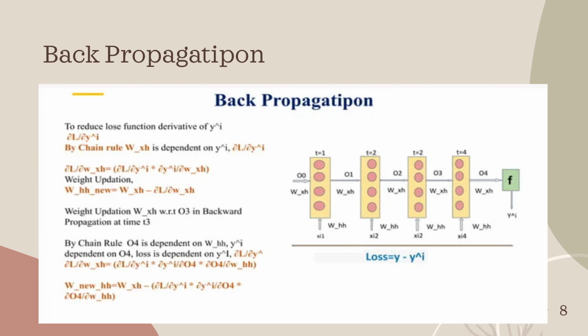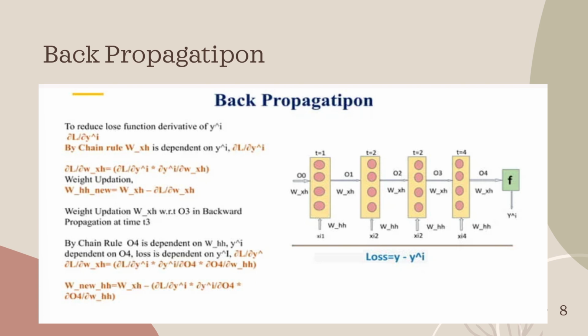Now the important part of an RNN, that we have studied in steps, is backpropagation. So this is some information about backpropagation: to reduce the loss function, the derivative of yi by the chain rule, wxh is independent of yi. These are the technical terms which explain the backpropagation.